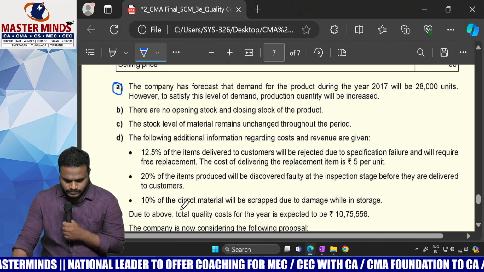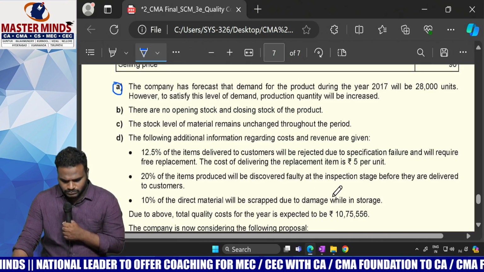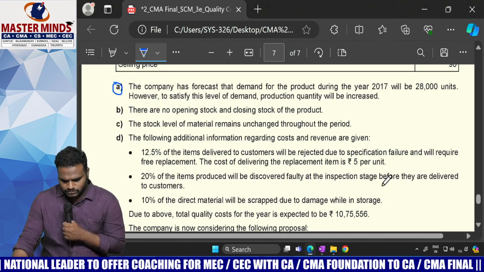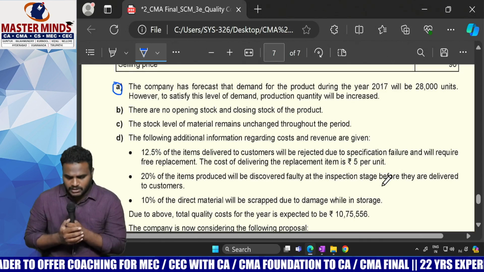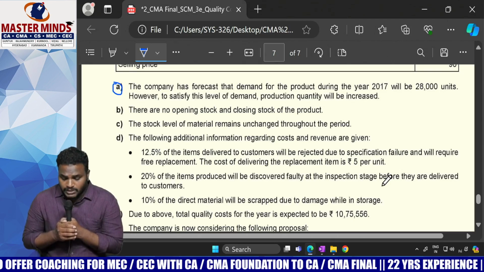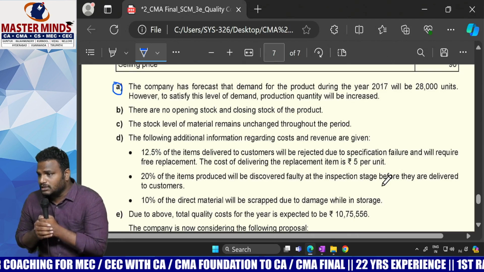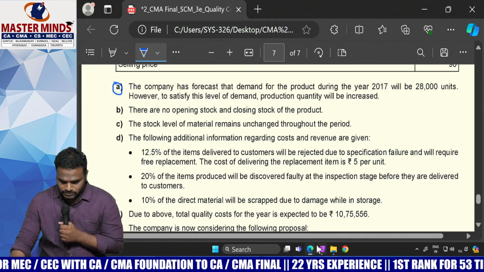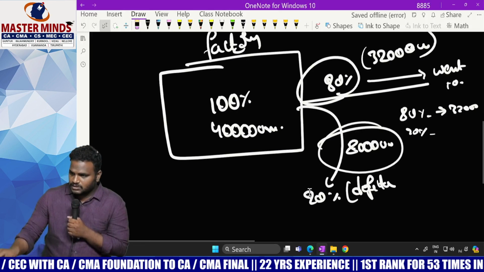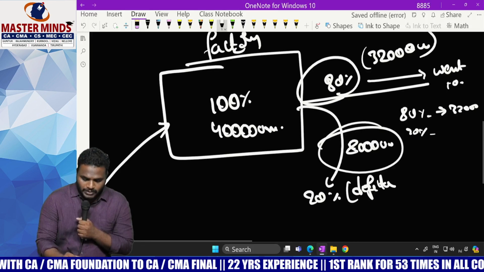Next. 10% of the direct material will be scrapped due to damage while in storage. This is a reverse working. Now 10% of the direct material will be scrapped due to the damage. That means now how many units of raw material do you introduce?